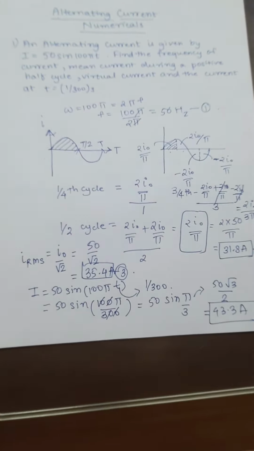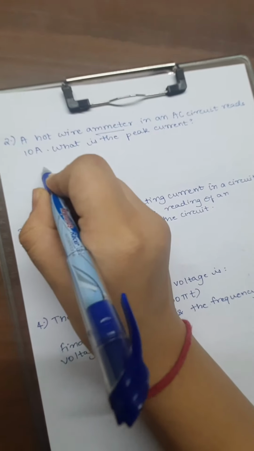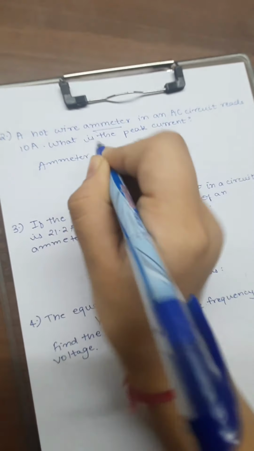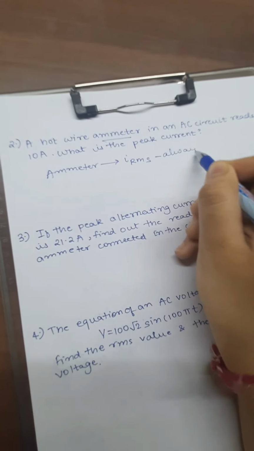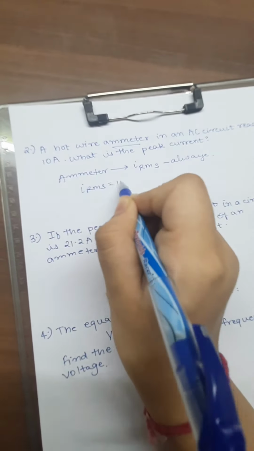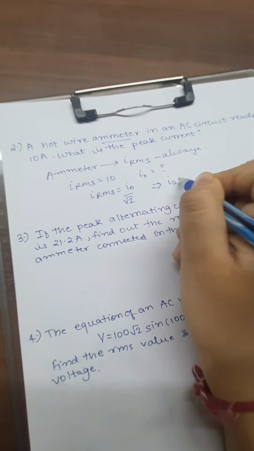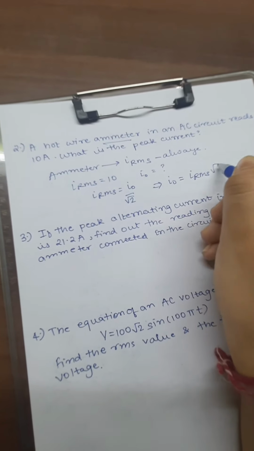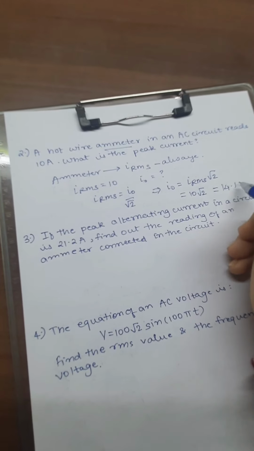Second question is, a hot wire ammeter in an AC circuit reads 10 ampere. What is the peak current? An ammeter will always give you the RMS value of current, always. So here in the question it is given that I RMS equal to 10. So I naught we have to find. We know the formula of I RMS, I naught by root 2. Therefore, this is the answer.